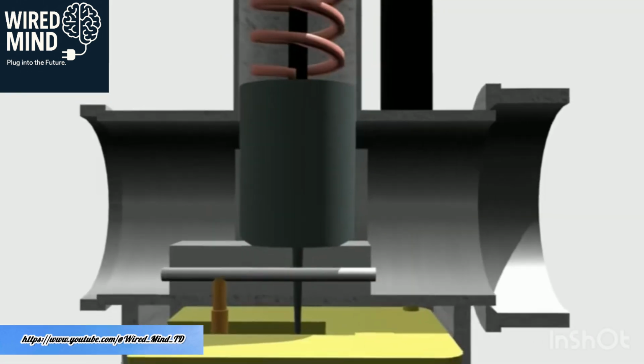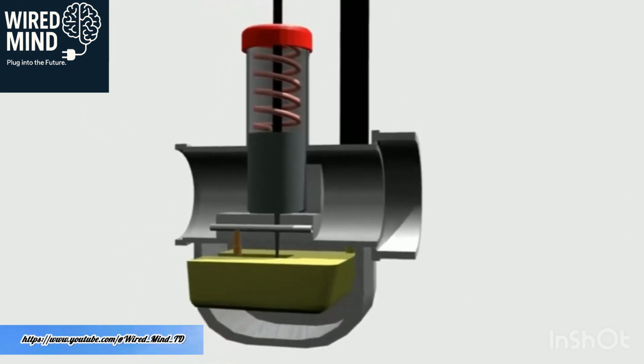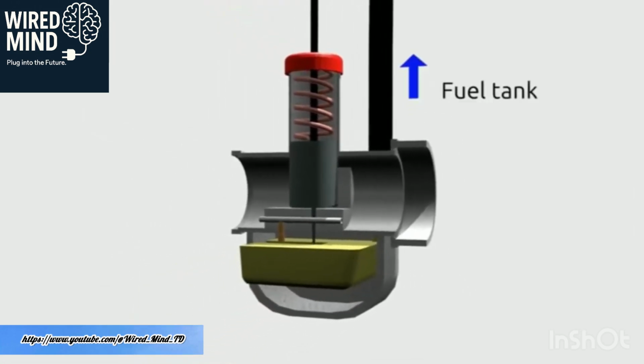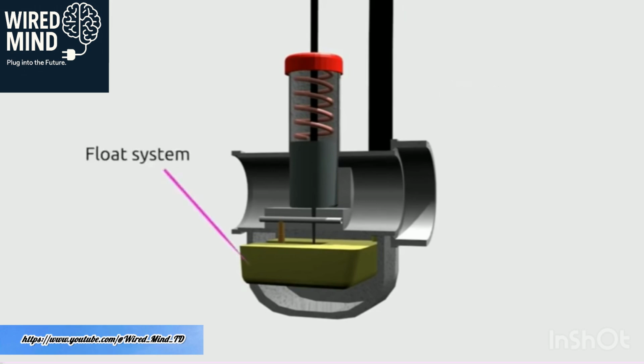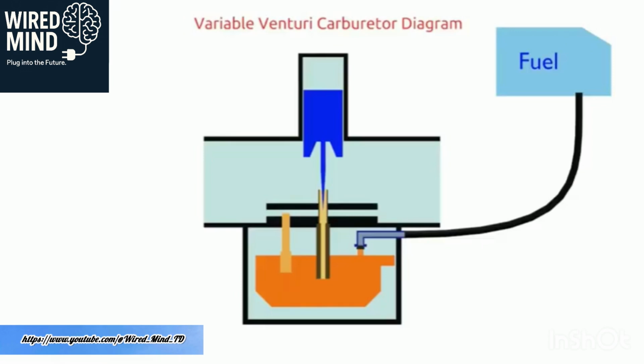Then, we know that the fuel tank is higher than the carburetor. Why doesn't the fuel overflow? Apparently, there is a float system that keeps the fuel from overflowing. This system only utilizes float movement to close the fuel from the tank.